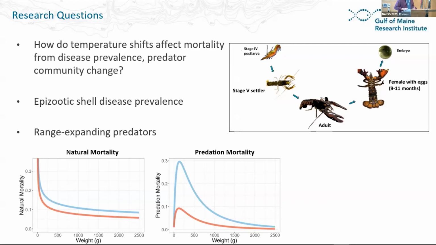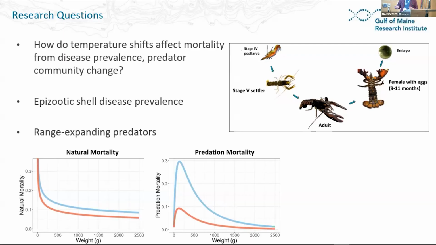Is it a baseline, constant, static, additional mortality, or is there some sort of prevalence associated with the environment? And what's the percentage of mortality that can be attributed to shell disease across different sizes of lobster?